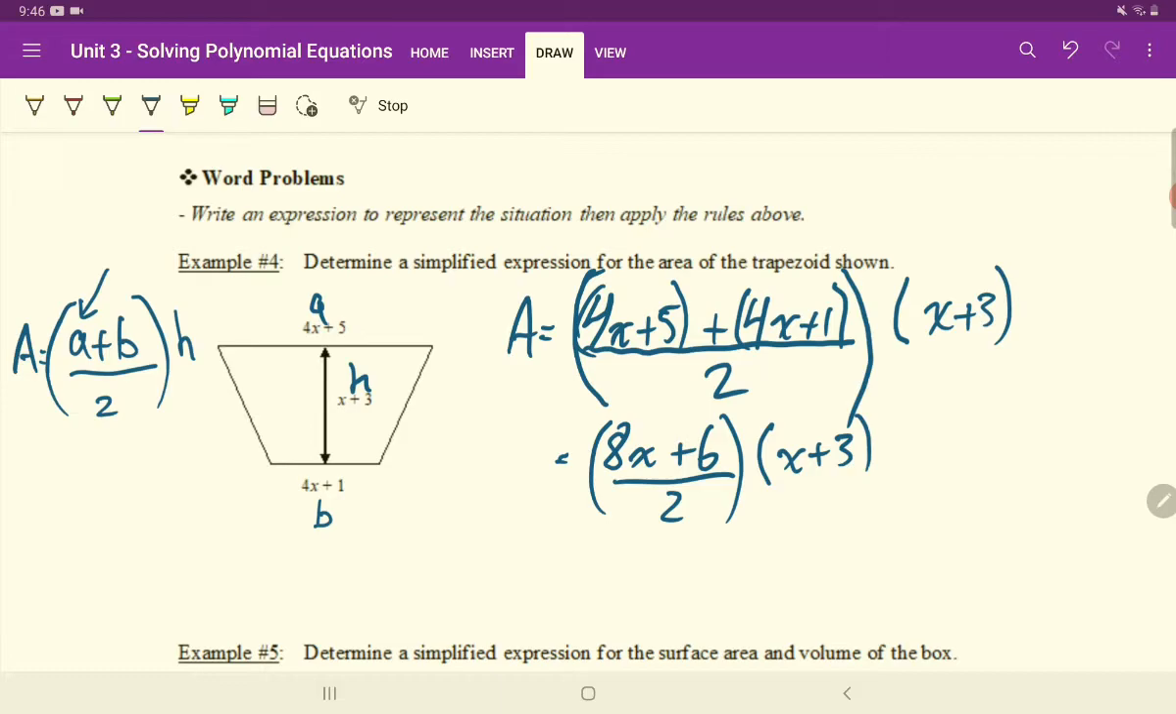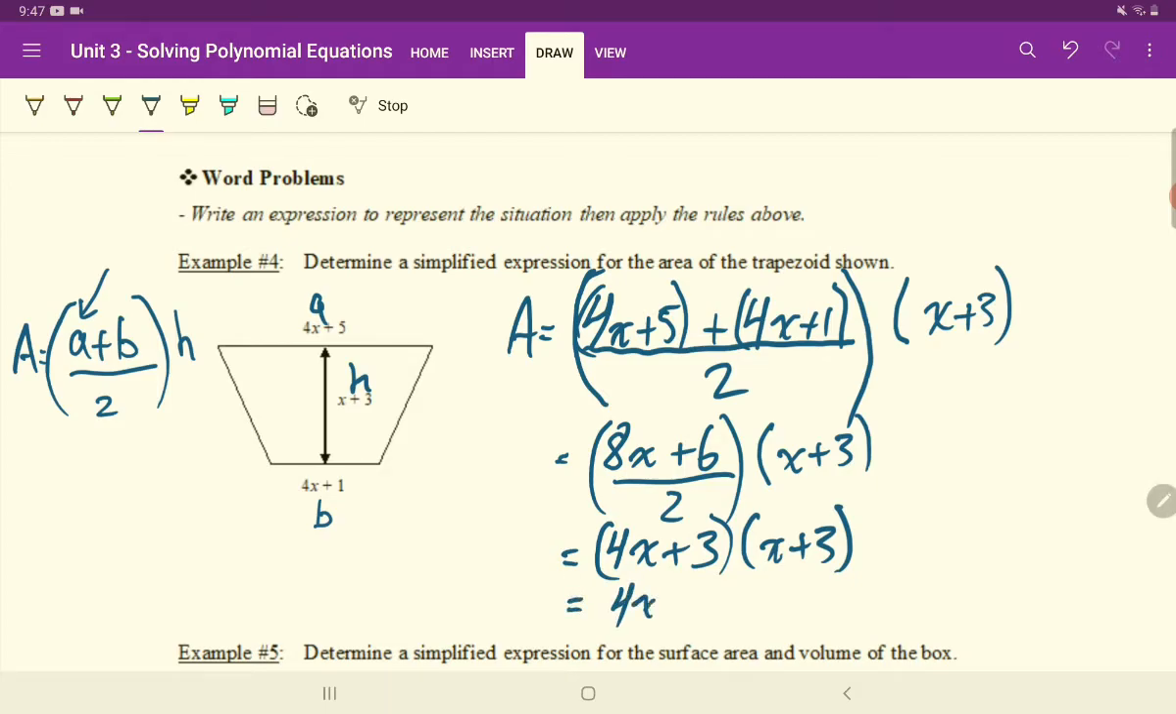Now, we can simplify 8x plus 6 divided by 2. It's all of 8x plus 6, all of the numerator, divided by 2. I know that 2 goes into 8x and 2 goes into 6, so 8x plus 6 divided by 2 is the same as 4x plus 3. Just divide each term, 8x and 6, by 2. And now what I'm left with is a binomial times a binomial, which I know how to handle.